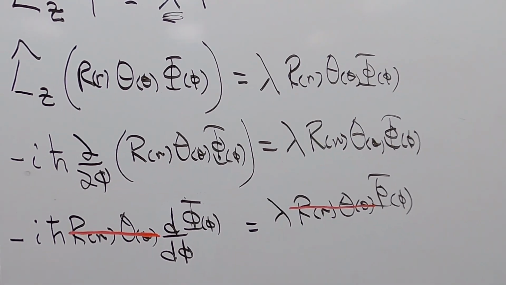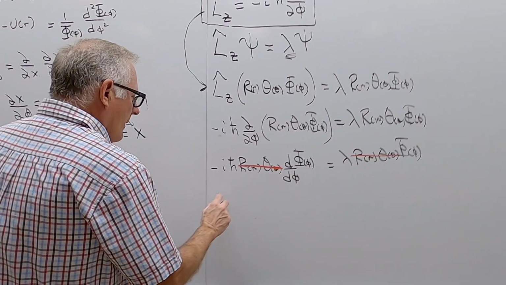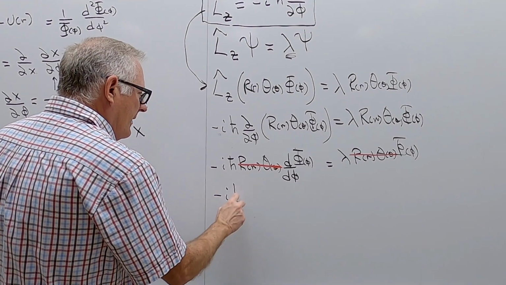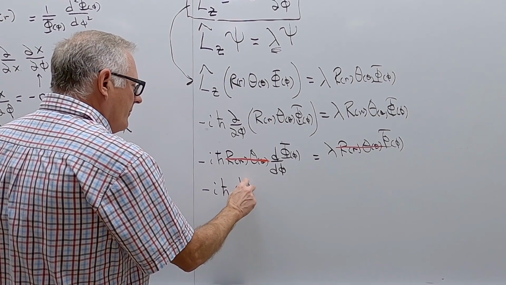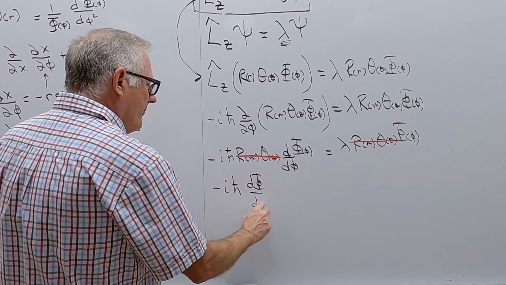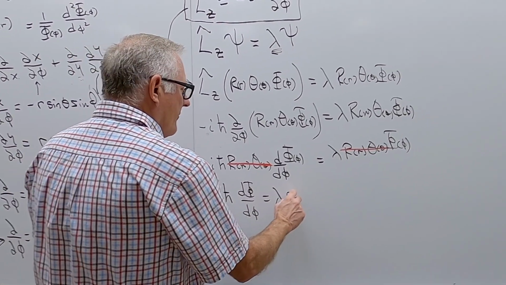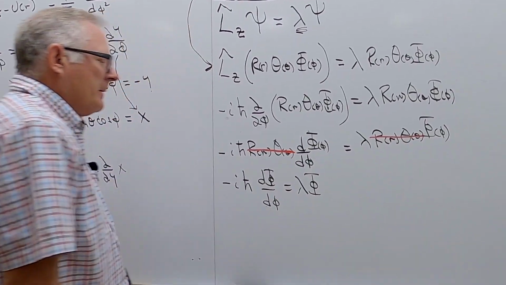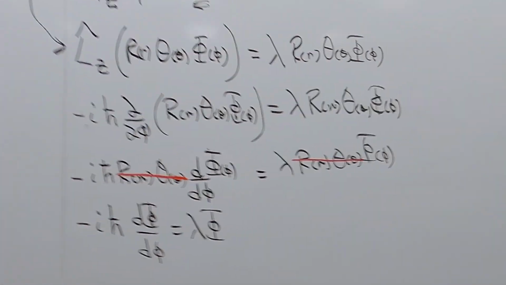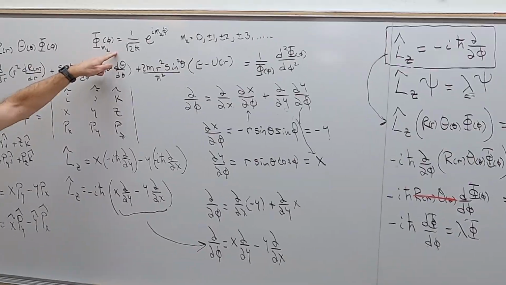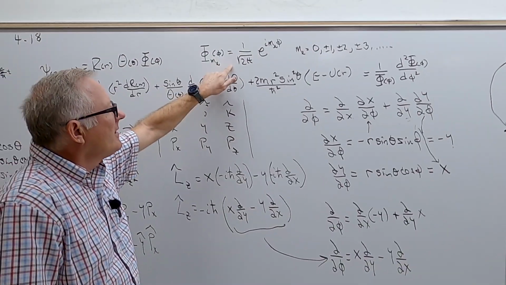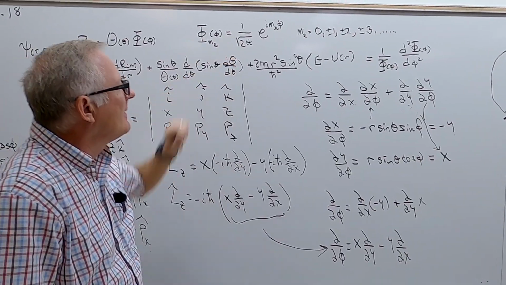Okay, so now what am I left with? I'm left with minus i h bar, the derivative of big Phi with respect to phi, equals lambda big Phi. We might as well plug in what big Phi is. We know what it is, it's right there. What's the derivative of that with respect to phi?